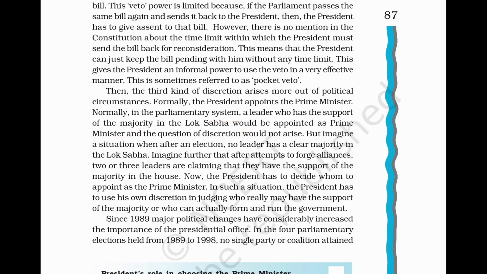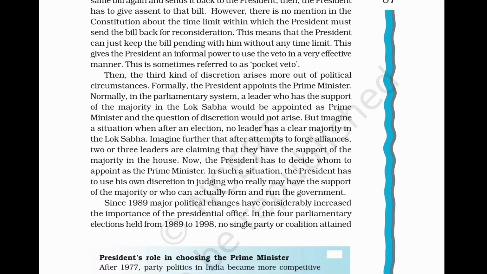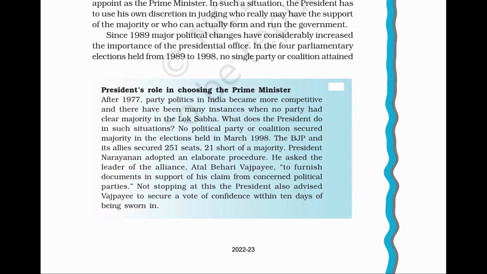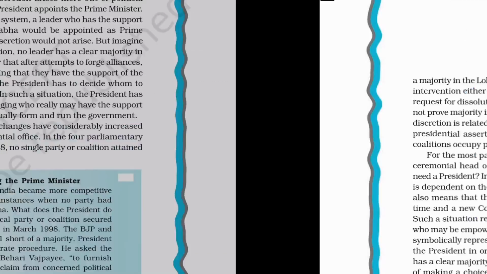But let's say after an election, there is no leader who has got a clear majority, and they are not even able to forge alliances or make alliances. Okay? And 2-3 leaders from different parties will claim that I am getting the support of majority and I want to be the prime minister. So in such kind of a chaotic situation, the power lies with the president to decide who will be the prime minister, and then president will ask that person that you prove your majority. Okay? So all of these things again, as I told, हम detail में देखेंगे. Examples इन्होंने दिए हुए हैं, so you just go through it.